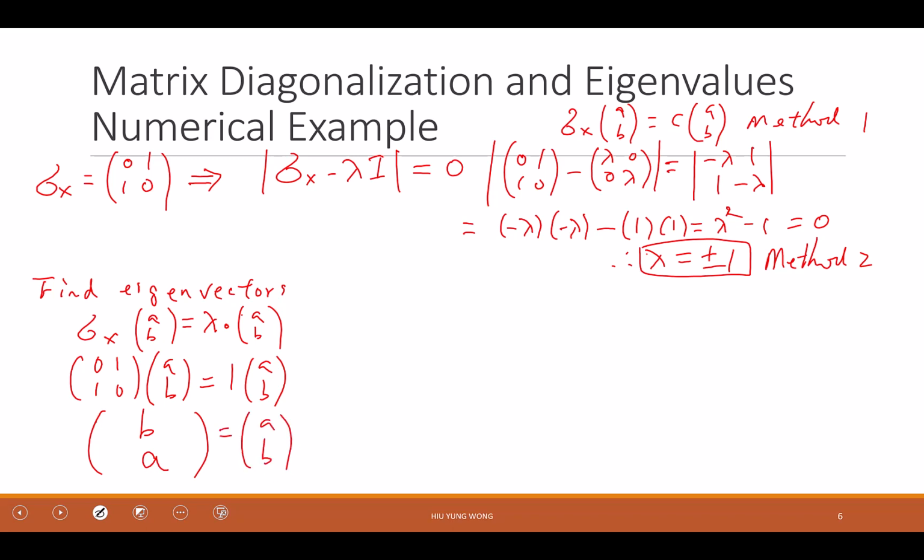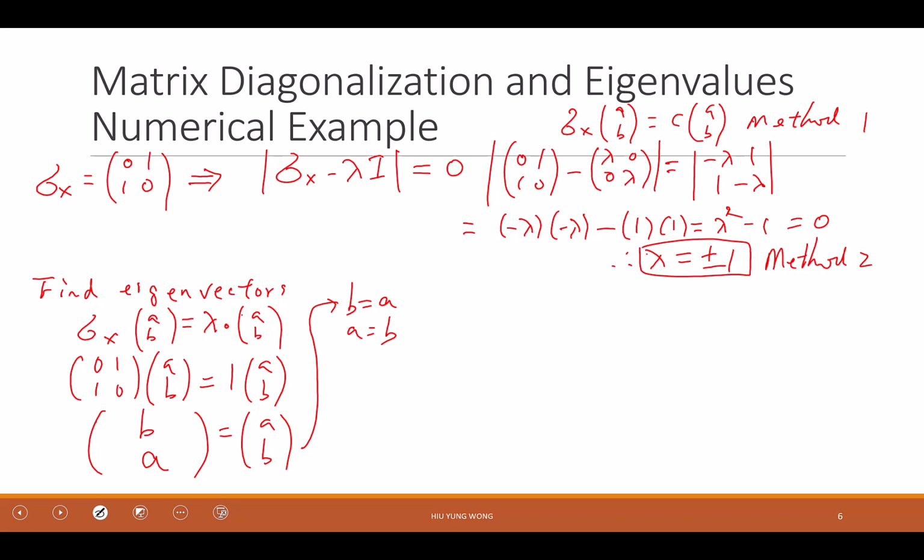So what equation do we get from here? Equate the rows. First row, first element: B equal to A. Second element: A equal to B. So it means it can be anything. However, in quantum computing, what do we say? It needs to be normalized. That is the first thing. So there are many things we can choose.